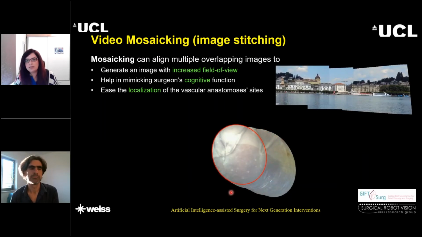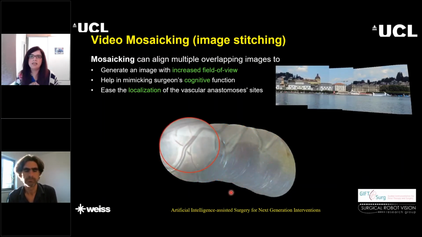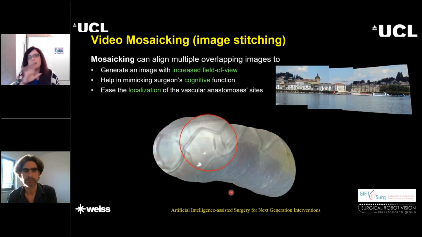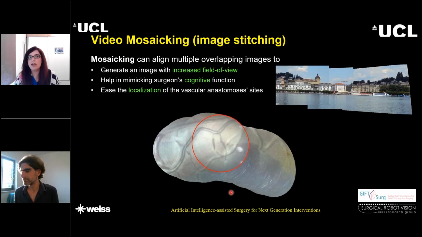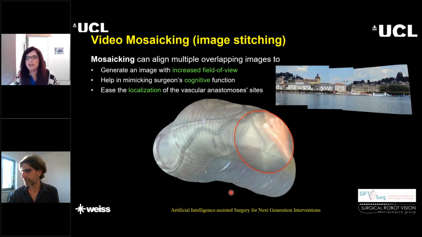So one thing that we can do to support surgeons during this procedure is creating an increased field of view image while they are scanning the organ, the placenta. We can call this video mosaicing or image stitching. This can help in minimizing the surgeon's cognitive load, and it can aid in better localization of the abnormal vessel sites.